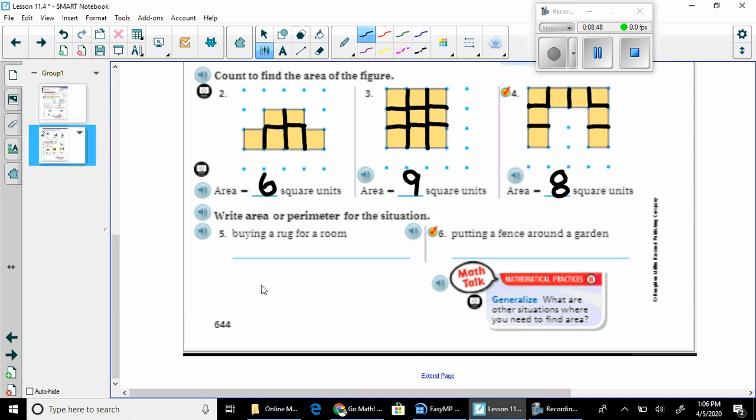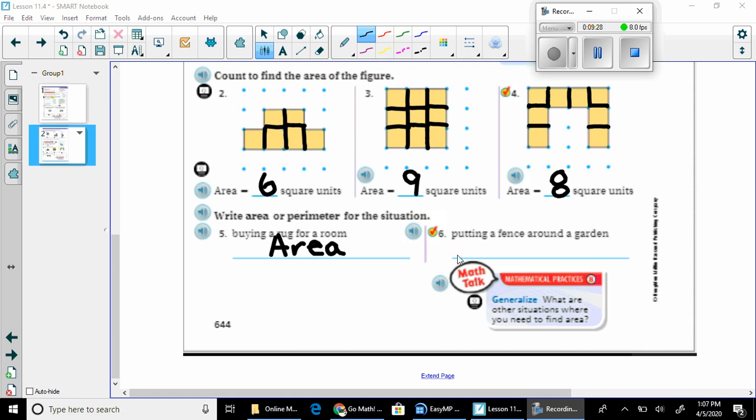So number 5 says, find a rug for your room. So I am trying to think if I would use area or if I was to use perimeter if I was buying a rug for a room. So go ahead and pause the video, and I want you to decide what you think you would use. Would you use perimeter or the distance around an area, or would you use area, which is the space inside? All right, so you should have gotten area for number 5. So buying a rug for a room, you would look at the area or the space inside.